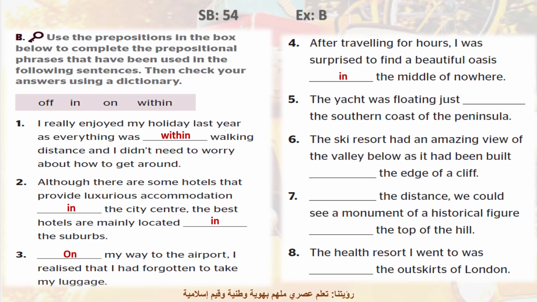Number 5. The yacht was floating just off the southern coast. Yes, off the southern coast of the peninsula. Number 6. The ski resort had an amazing view of the valley below, as it had been built on the edge of a cliff. Yes, on the edge of a cliff.